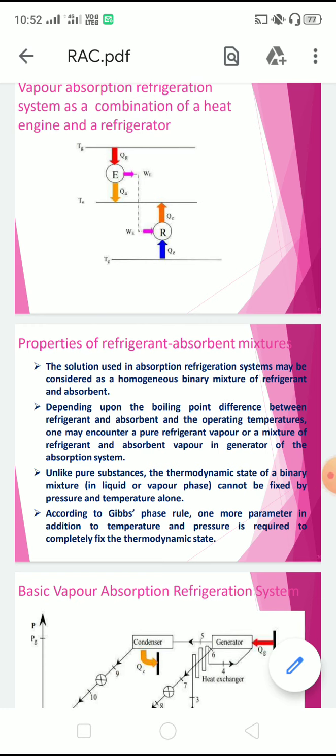This is the continuity for R&AC second unit, and this is the third video. We were discussing the properties of refrigerant absorbent mixtures.